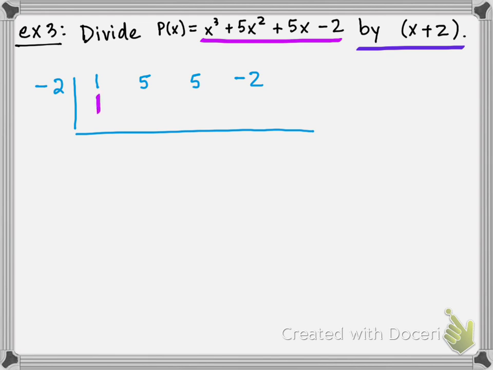Step 1, drop it like it's falling. 1 times -2 is -2. 5 plus -2 is 3. -2 times 3 is -6. 5 plus -6 is -1. -1 times -2 is +2. And when I add those together, I'm left with 0.